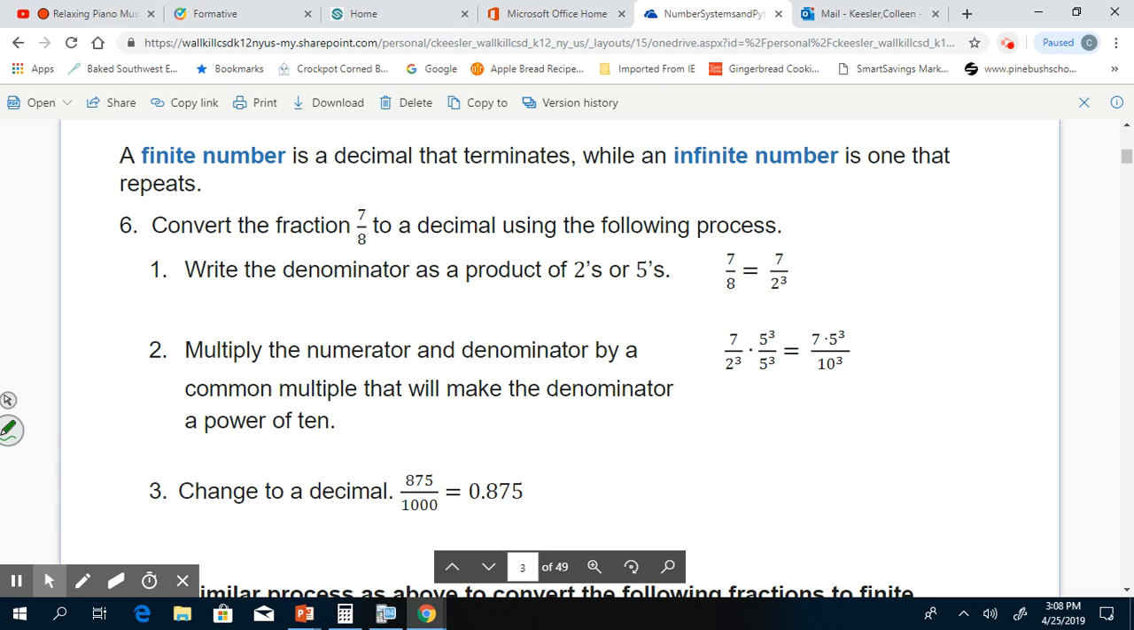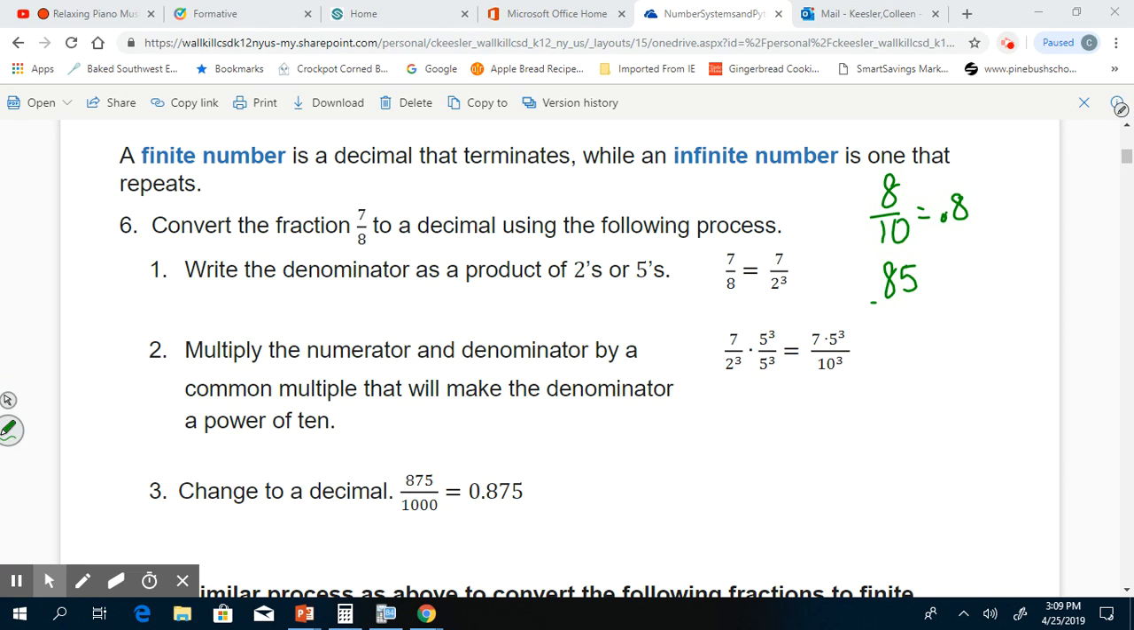Or rather, into a decimal. We have the fraction 7/8 to convert to a decimal using the following process. So you should remember from the past that if you have a power of 10 in the denominator, it's really easy to rewrite that number as a decimal. So for example, 8/10 is 0.8. 85 hundredths is 0.85. 825 thousandths is 0.825.